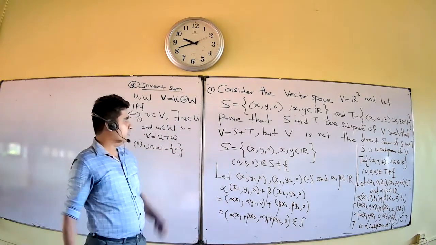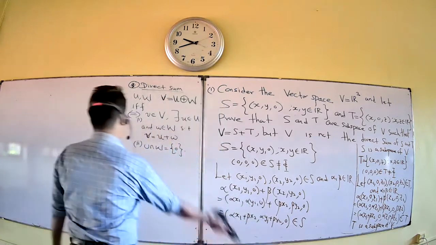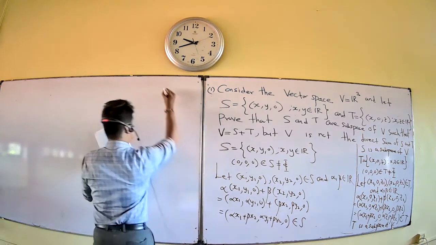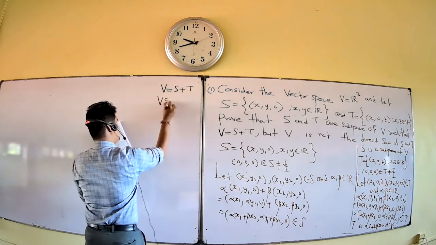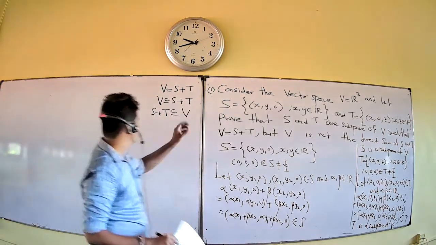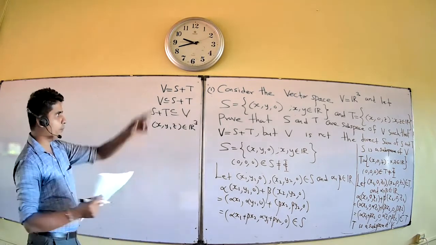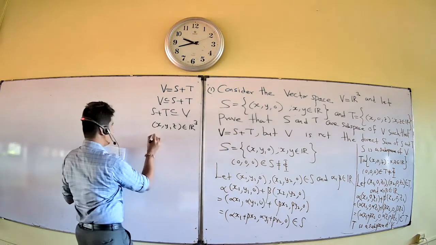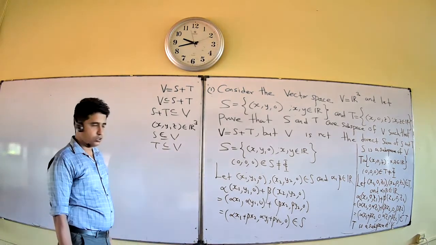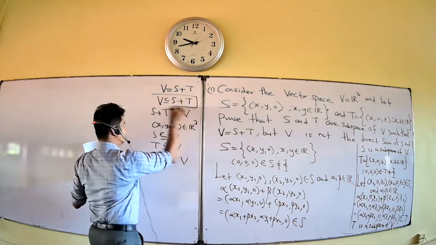To show this condition, first you take an arbitrary element from this set B. You want to prove S plus T equals B, so you want to prove that S plus T is a subset of B and B is a subset of S plus T. Obviously the first one holds, because S is a subset of B and T is also a subset of B. Therefore, S plus T is also a subset of B. So this part is okay.